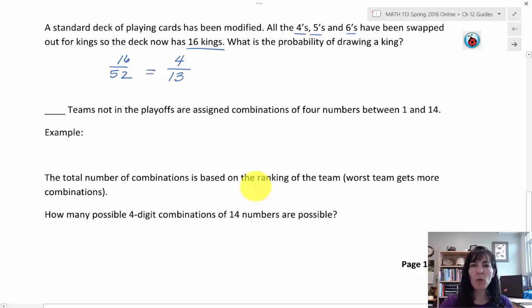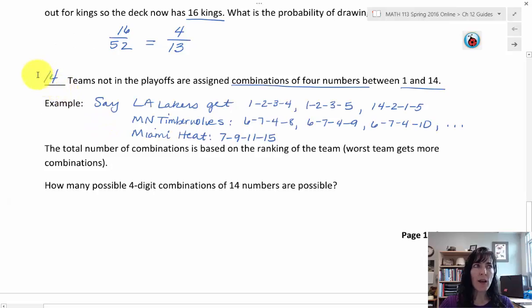So we're back to our NBA draft, and we have how many teams that are not in the playoffs? That'll be 14 teams not in the playoffs, and they are given combinations of 4 numbers between 1 and 14. So say we have 14 teams who are not in the playoffs, 7 from each conference, and they get combinations of 4-digit numbers, or 4 numbers. The numbers themselves are between 1 and 14.